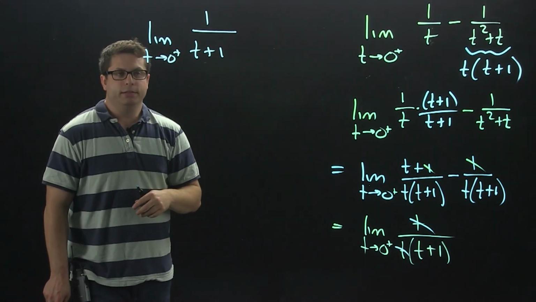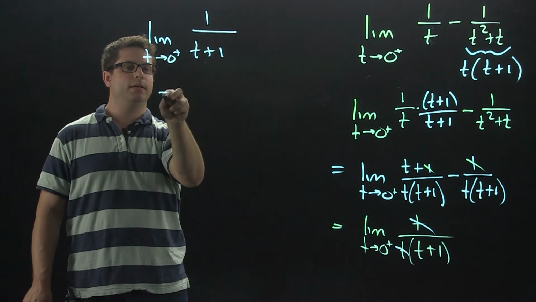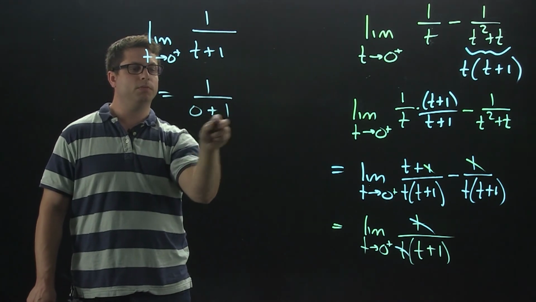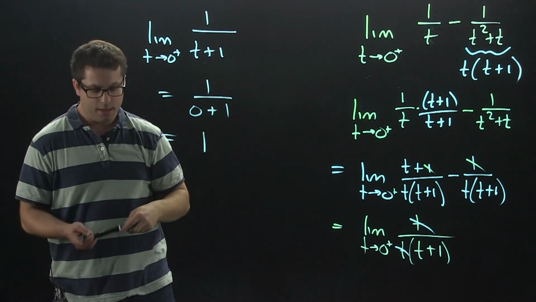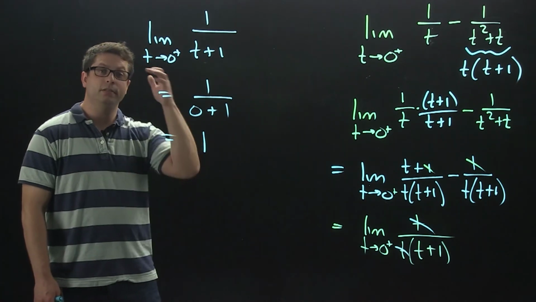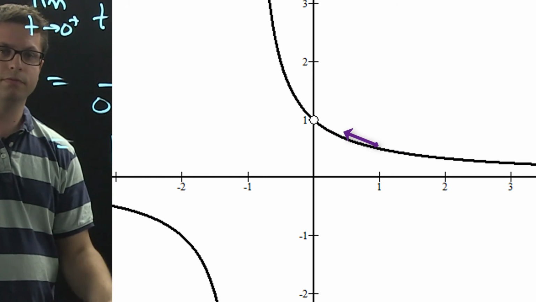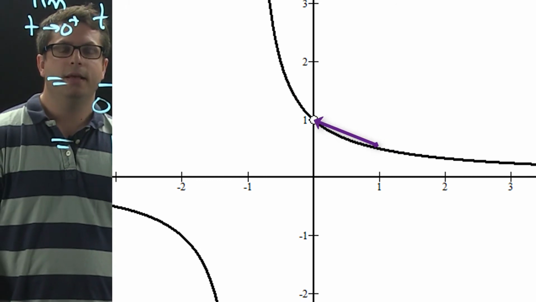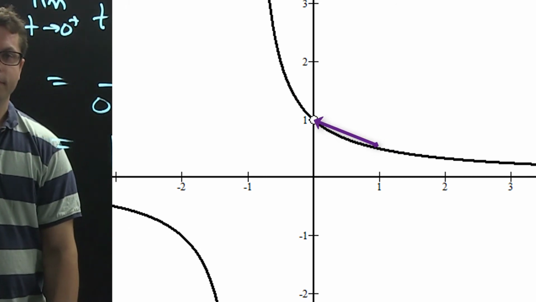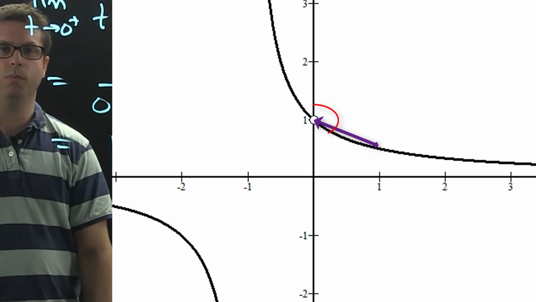Now I try plugging in 0, which I can because I'm going to get 1 over 0 plus 1, which gives us a final answer of 1. Let's take a look at the graph. You'll see that as t approaches 0 from the right, so we're going to the y-axis from the right, the graph does in fact approach a y value of 1.